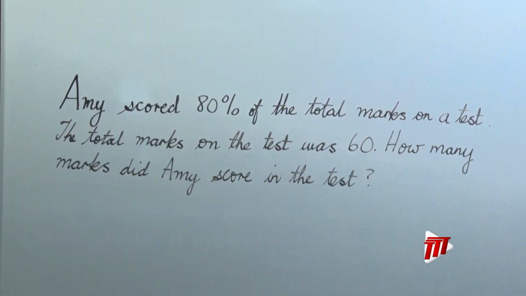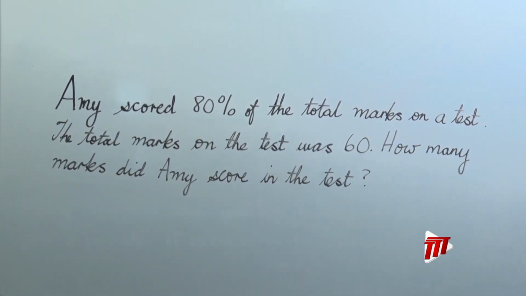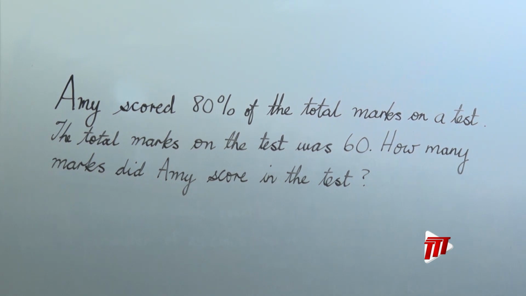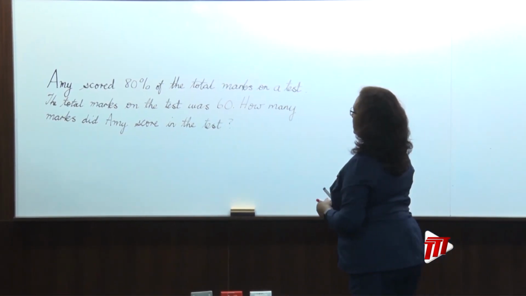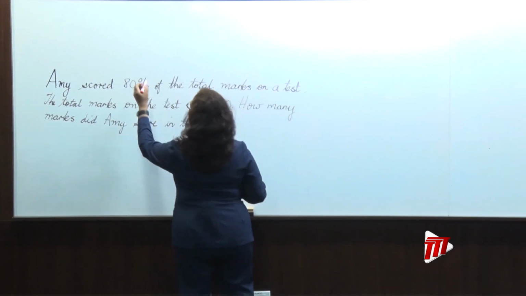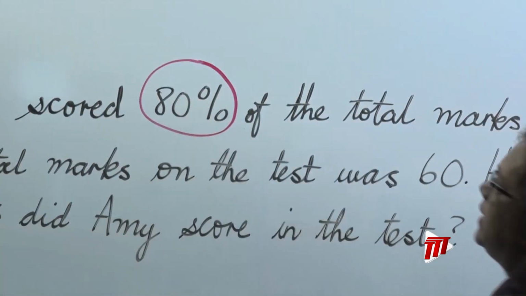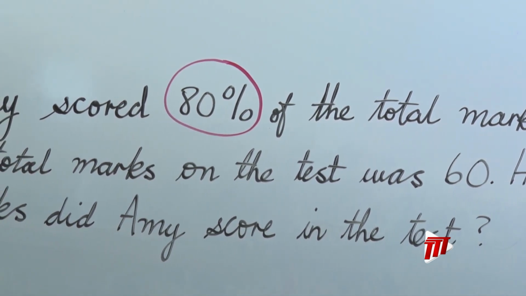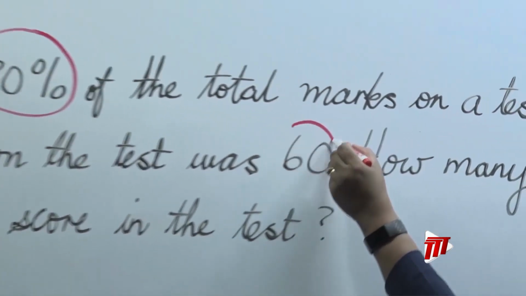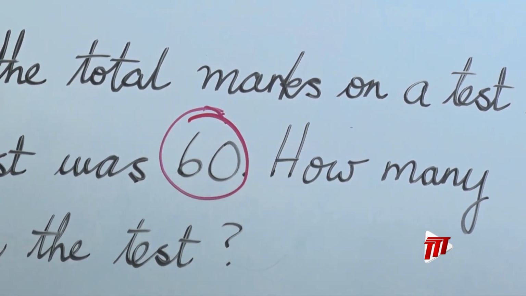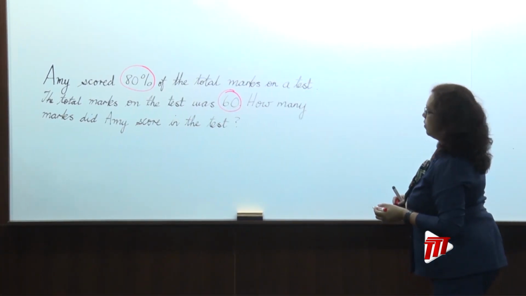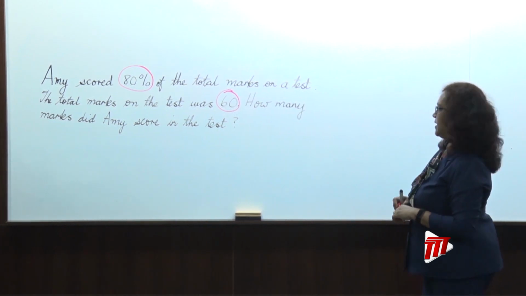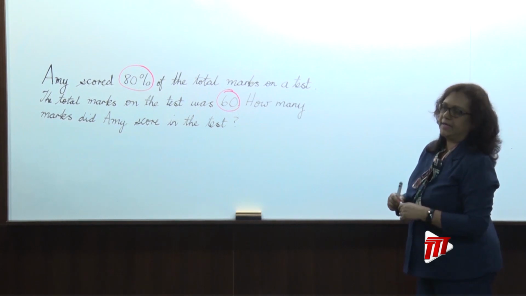So on the board I have a simple problem. Amy scored 80% of the total marks on a test. The total marks on the test was 60. How many marks did Amy score in the test? So we have been given some information. We have been given Amy's score as a percent. Amy scored 80%. We have been given the total marks on the test, which is 60. What we don't know is how many marks Amy scored in the test, and how are we going to find this out.